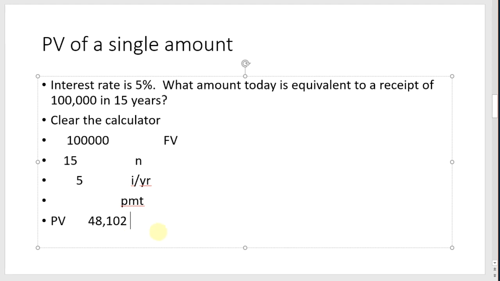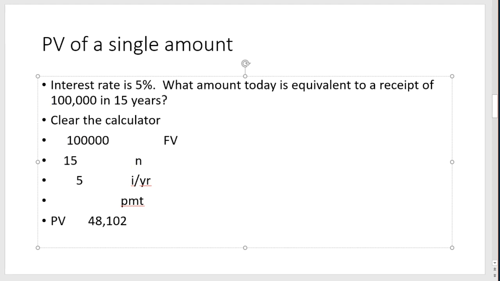Now just for fun, I'm going to put in 0 PMT and hit PV again. We still have the same number, right? So if you've cleared your calculator properly, you don't have to worry about hitting every key and filling that in. So we didn't have to do that, right?